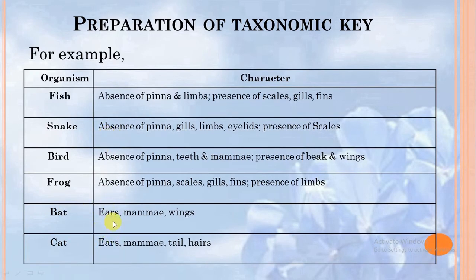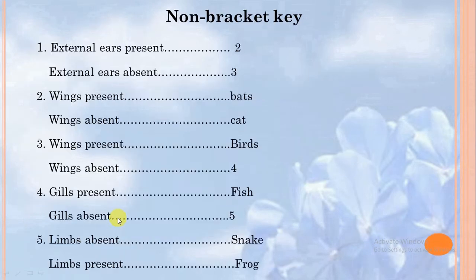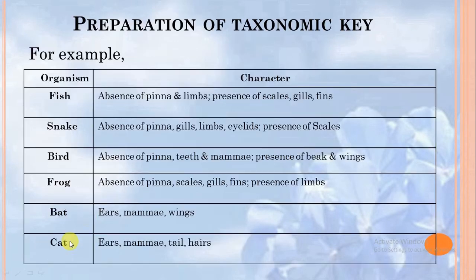So we have chosen the first character as presence of ears and absence of ears. We will write it down first. We will write both the contrasting forms: external ears present, external ears absent. Now we have divided all these organisms into two groups. One has cat and bat and the other has frog, bird, snake and fish.